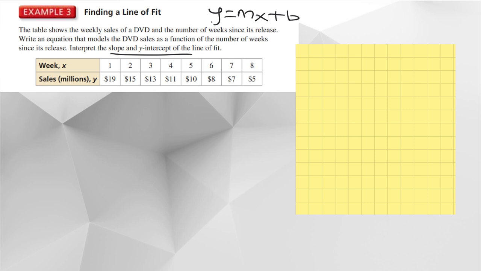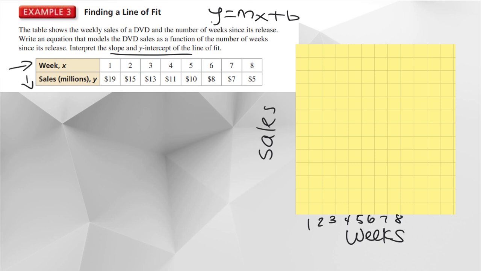We know that weeks is x and y is my sales. So down here we're going to have weeks and here we're going to have sales. Weeks go up to 8, so we're going to have 1, 2, 3, 4, 5, 6, 7, and 8. My sales in millions ranges from... can we tell already that it's going to be a negative slope? Yes, because what's happening to my x's? My x's are increasing, but my y's are decreasing. So that means it's going to be a negative correlation.